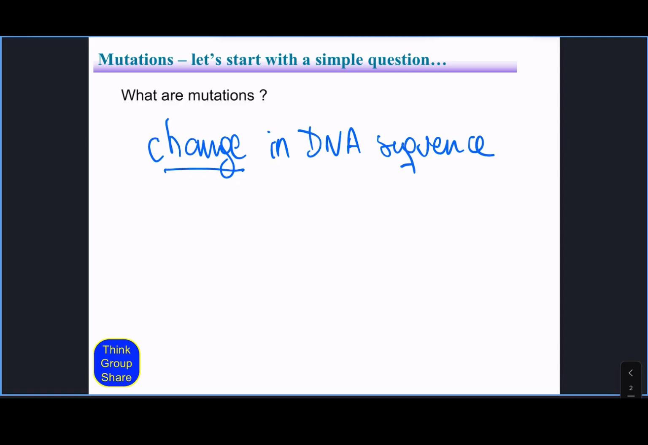Spontaneous error. So I'm going to write spontaneous error. What else? What other things come to mind when we say mutations?